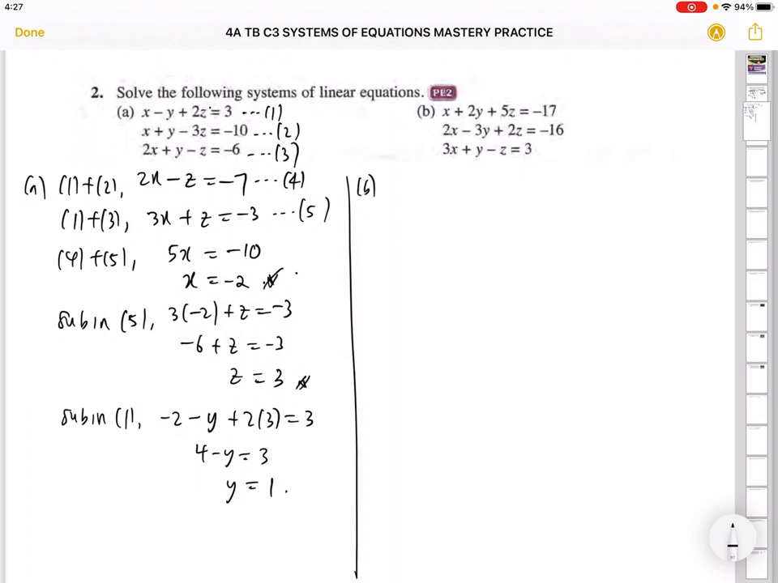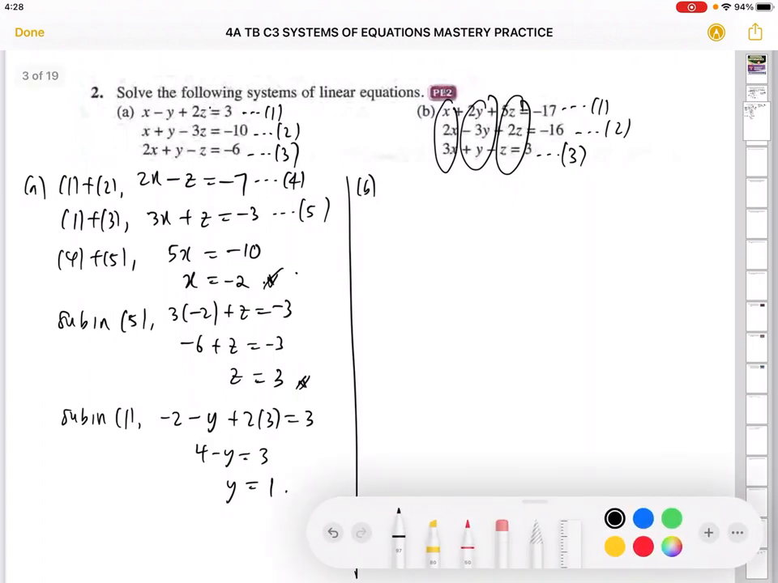Let's move on to part B. Okay, this is your equation 1, equation 2, equation 3. So I want to decide which one to get rid of. Now, one of the things that you can consider is the LCM. If you look at x, the LCM of 1, 2, 3 is 6. If you look at y, the LCM of 2, 3, 1 is also 6. Z, the LCM of 5, 2, and 1 is 10. So obviously, I wouldn't want to use z. Z has the highest LCM. We want to pick the lowest LCM.